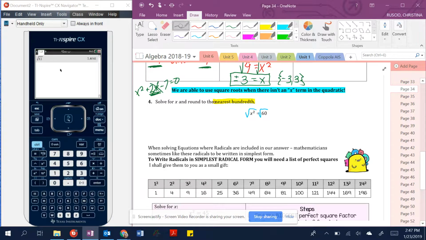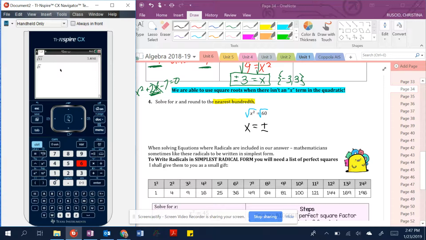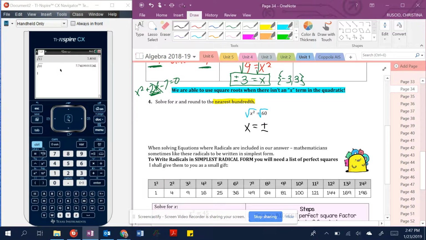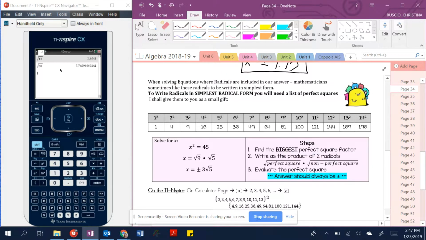Take the square root, and when you take the square root, you put a plus or minus. And then what we have to do is type it into our calculator so we can round to the nearest hundredth. So that would be 7.74 or 7.75. I hope you said 7.75.